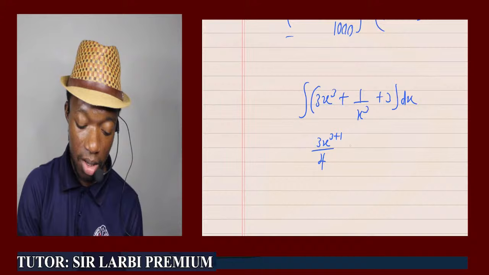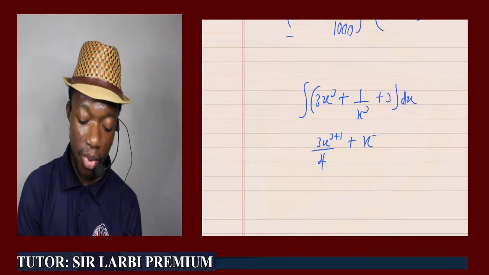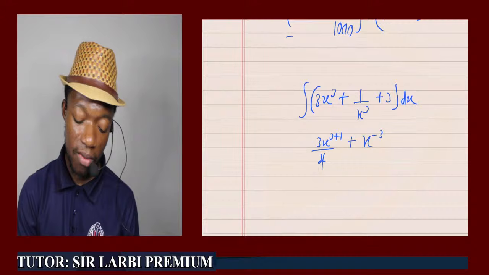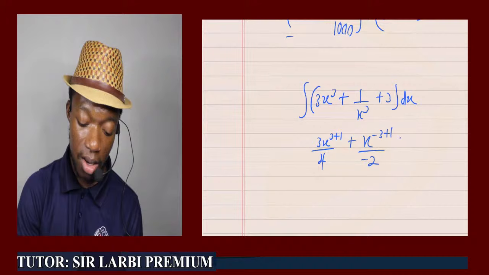To integrate the next term, you must first rewrite it in a more suitable form. By that I mean 1/x³ can also be written as x^-3. Once you have that, now you can integrate. You add 1 to the -3, and -3 + 1 gives -2, so we divide the result by -2. Then there is the 3, which is a constant.